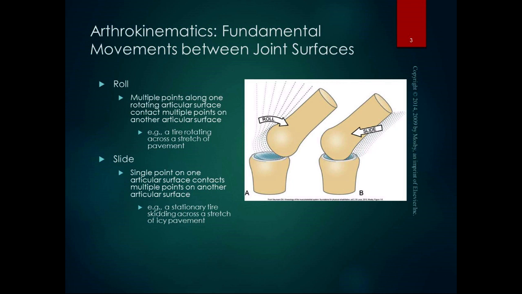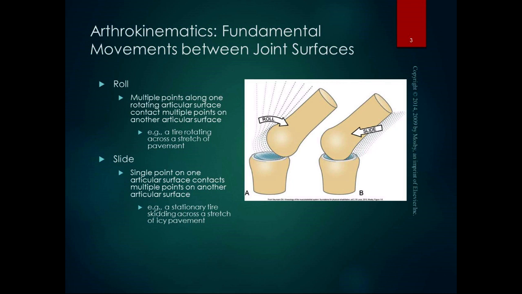The three different movements are roll, slide, and spin. Roll is where multiple points along one rotating articular surface contact multiple points on another articular surface. The analogy is a tire rotating across a stretch of pavement. Every different point on the tire touches a different point on the pavement as it rolls along. And that happens with joint surfaces too. When you have roll, different points on the convex surface are contacting different points on the concave surface.